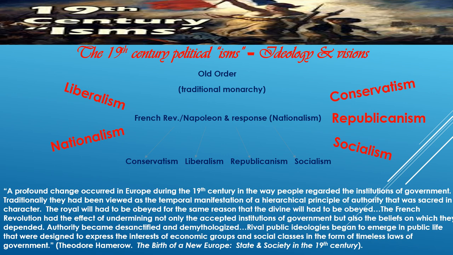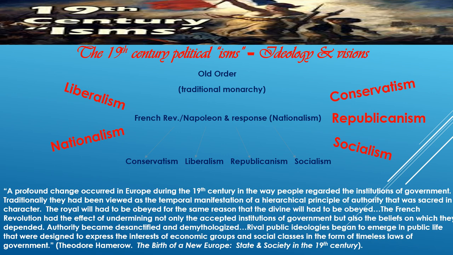As Theodore Hamerow says in a great book about 19th century Europe, a profound change occurred in Europe during the 19th century in the way people regarded the institutions of government. Traditionally, they had been viewed as the temporal, meaning earthly, manifestation of a hierarchical principle of authority that was sacred in character. The divine right of kings, like that God supports the king who's in power. The royal will had to be obeyed for the same reason that the divine will had to be obeyed, because they were connected. The French Revolution had the effect of undermining not only the accepted institutions of government, but also the beliefs on which they depended.